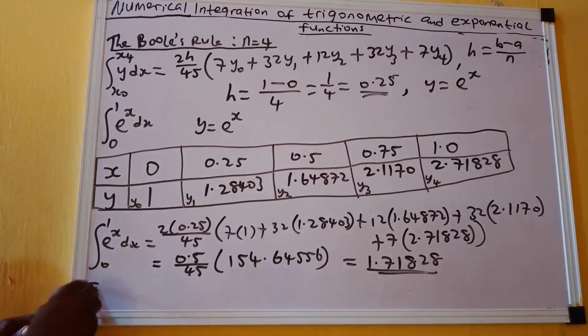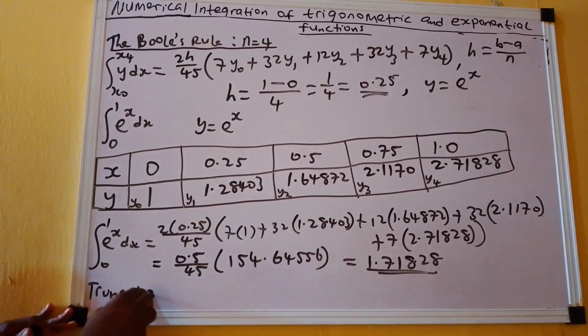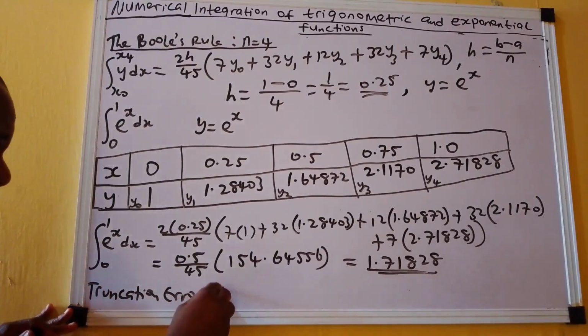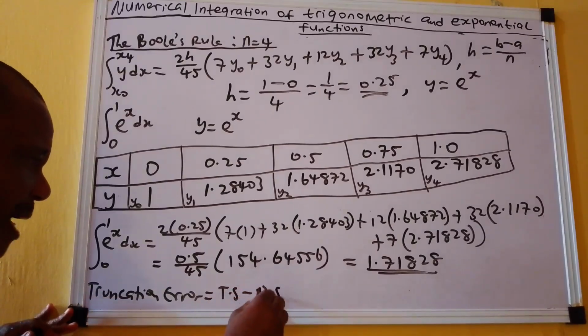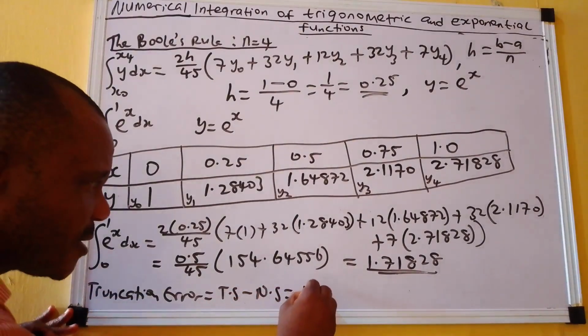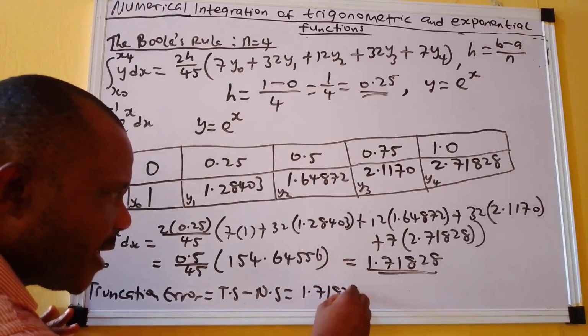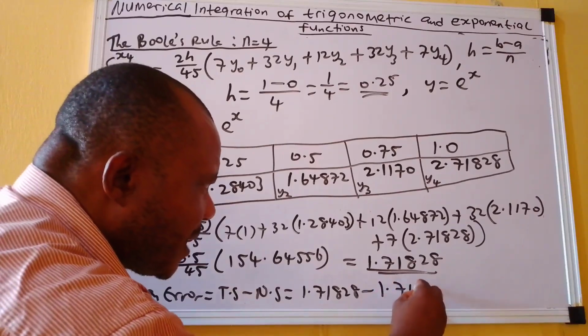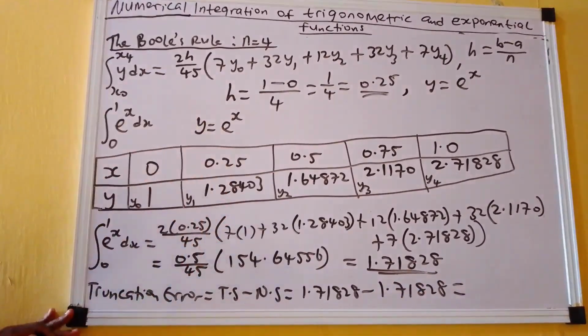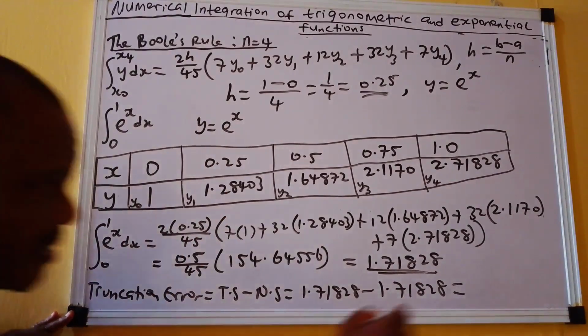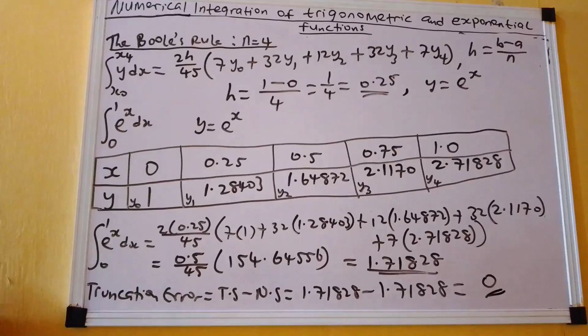So our truncation error will be equal to the true solution minus the numerical solution, and is equal to 1.71828 minus 1.71828, and of course that will give us 0. You can see our true solution was 1.71828, and the Boole's rule has given us exactly that particular answer.